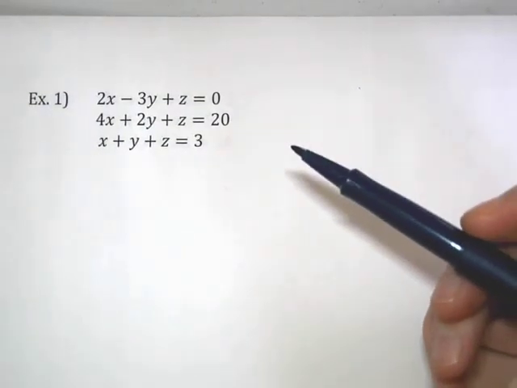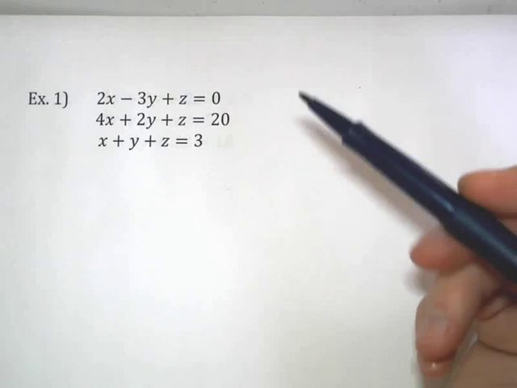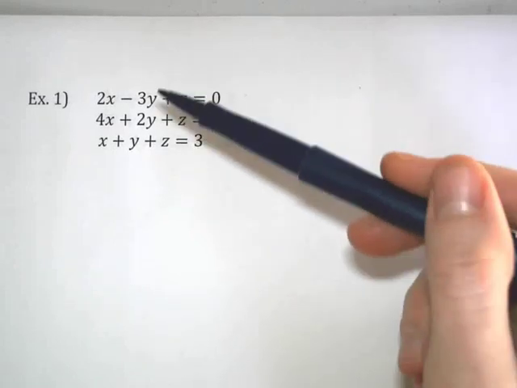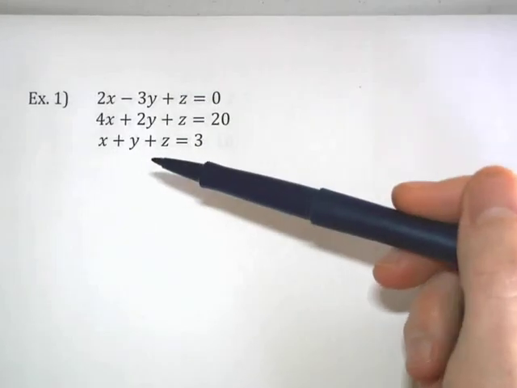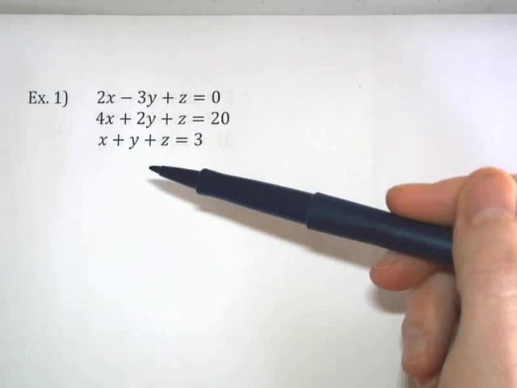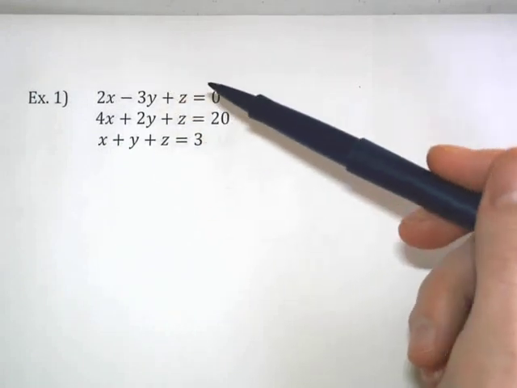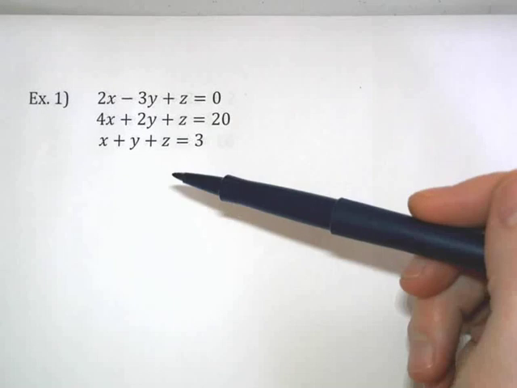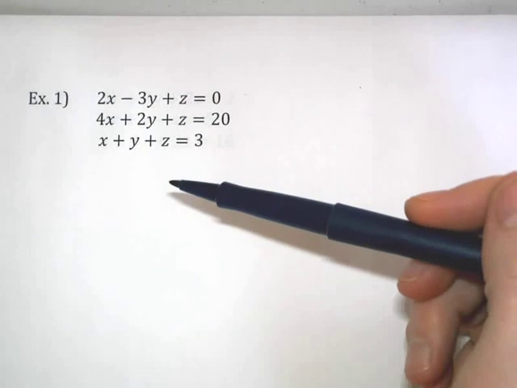Okay, if you look at this example, you'll notice, of course, that we've got three equations, and each of those three equations has three different variables in it. They each have x, y, and z. And so we are going to solve this system of equations using elimination.